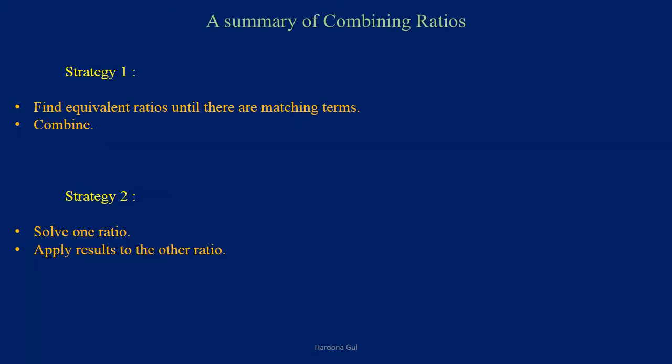Now for combining ratios, we can adopt two strategies. Strategy number one is to find equivalent ratios until there are matching terms and then combine, right? And strategy number two is to solve for one ratio and apply the results to the other ratio. Both strategies have been applied in the question that we solved in our last slide, right?